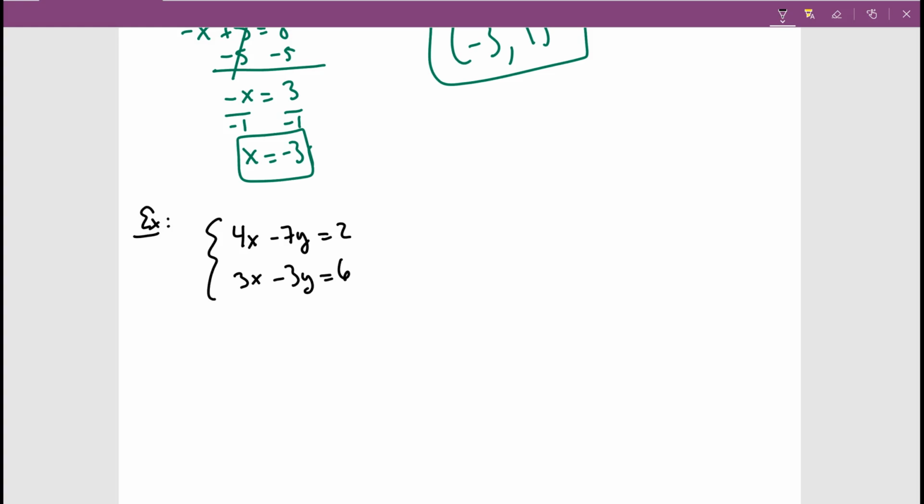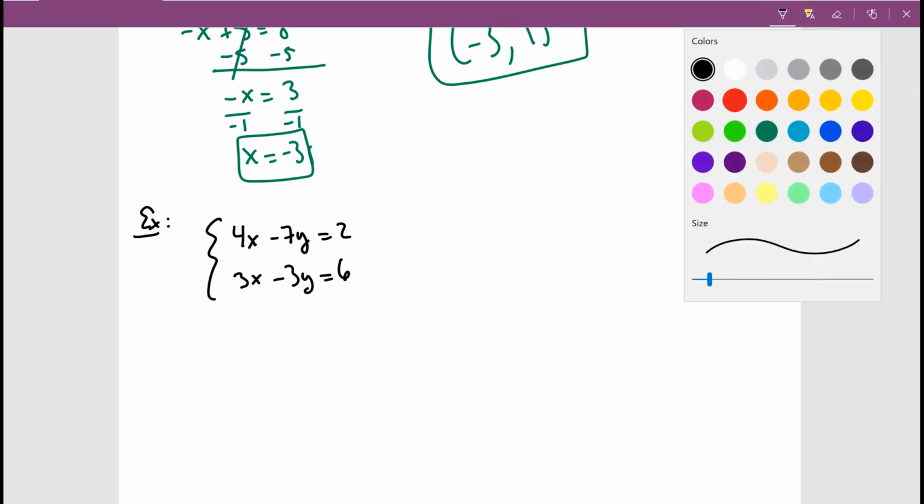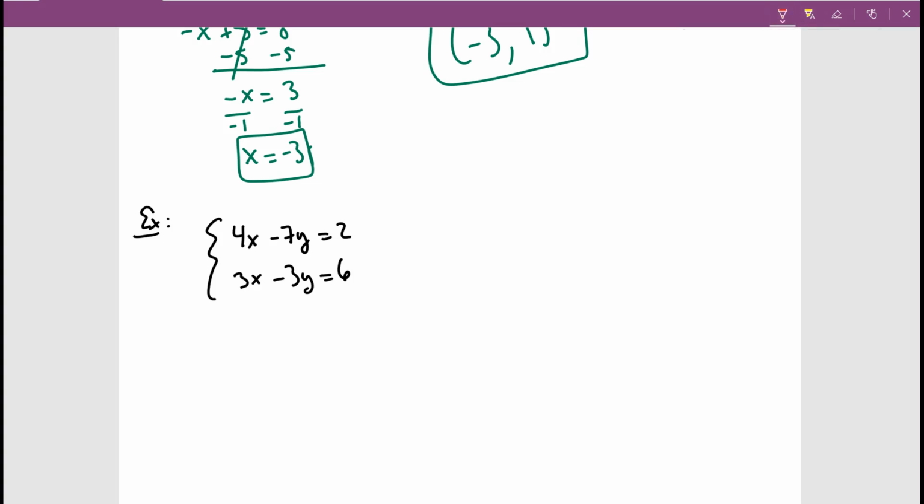All right, so now what we want to do, we want to solve for either x or y. Now notice here, it can be a little bit tedious because this is a 4 and this is a 3. Well, they're not the same numbers. It's kind of hard to multiply by a number to get to the other one. Can't multiply anything to the 4 to get a 3, at least not with a clean number. Same thing with the 7 and the 3 on the y's. So what can I do?